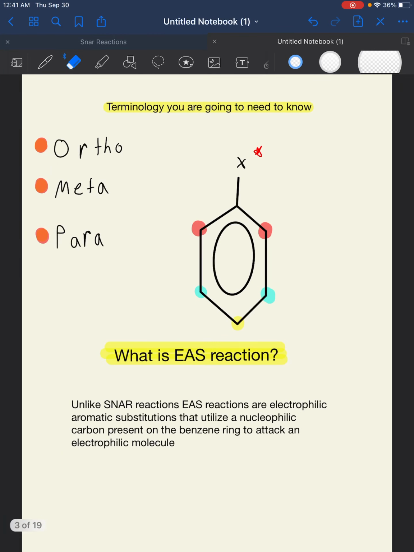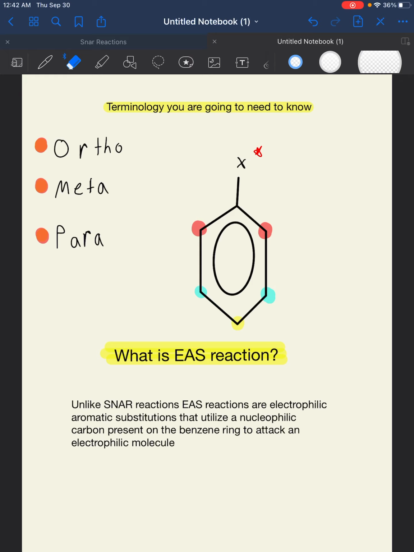So moving on, the terminology you're going to need to know. You need to know what ortho, meta, and para are. Ortho I highlighted in red, meta I highlighted in blue, and para I highlighted in yellow. That is relative to the substituent. So if the substituent moves around, these positions are also going to move around. But for this substituent where it's located, like I said, red ortho, blue meta, and yellow para.